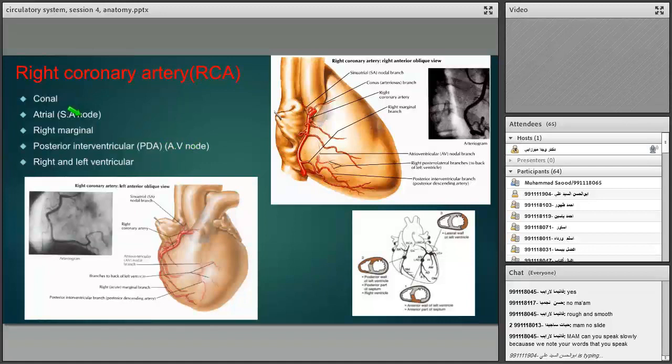So both the SA node and AV node of the heart, I will explain the place of the SA node and AV node in the next slides, okay? These both nodes are being supplied by the branches of the right coronary artery.